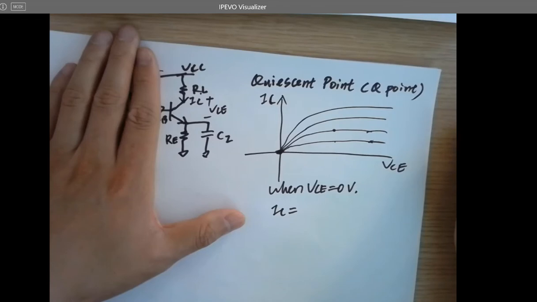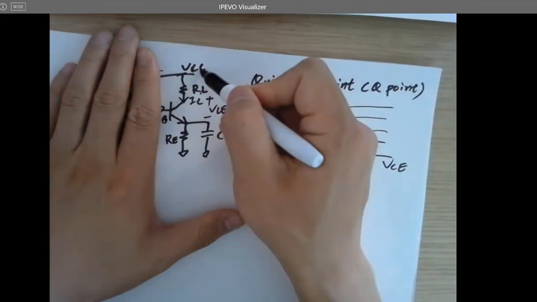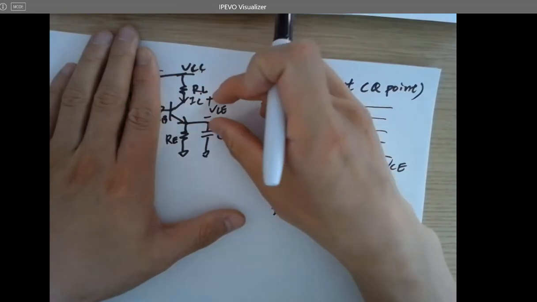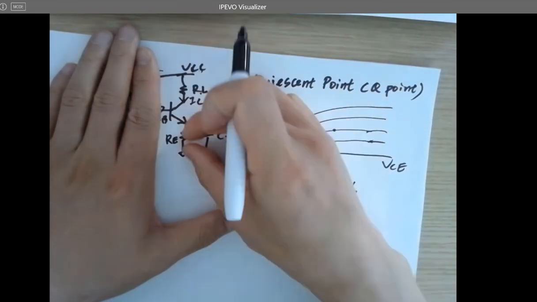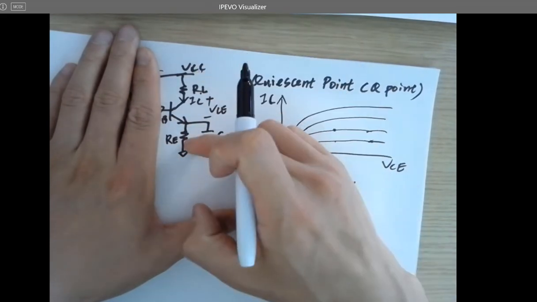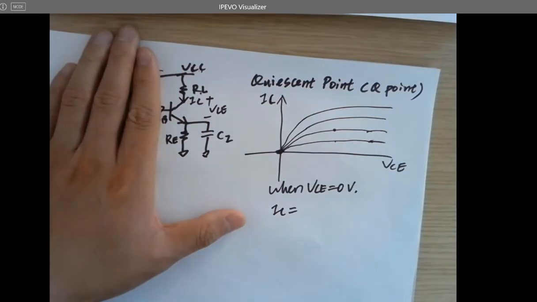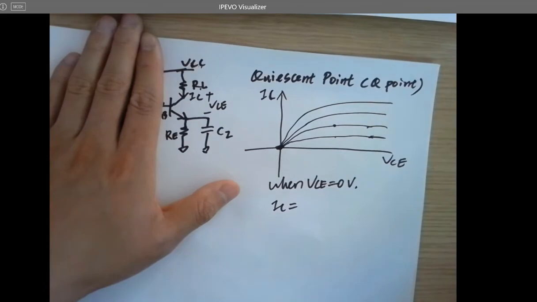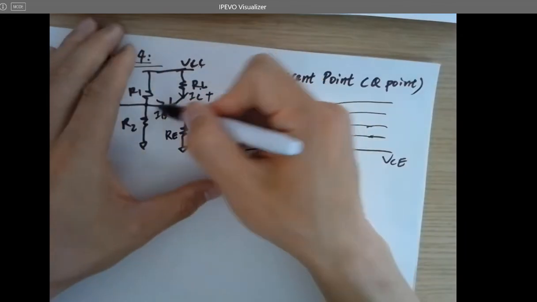IC equals VCC minus... because there's no voltage drop over here, the only 2 voltage drops will be RL and RE. So the total voltage is VCC, and you just use VCC minus the voltage drop over here divided by RL, and that will be the IC, right? Is that correct? Yeah, there is a little current being injected to the base, but we just calculate according to Ohm's law. I don't think there's anything wrong with it. It's tiny.